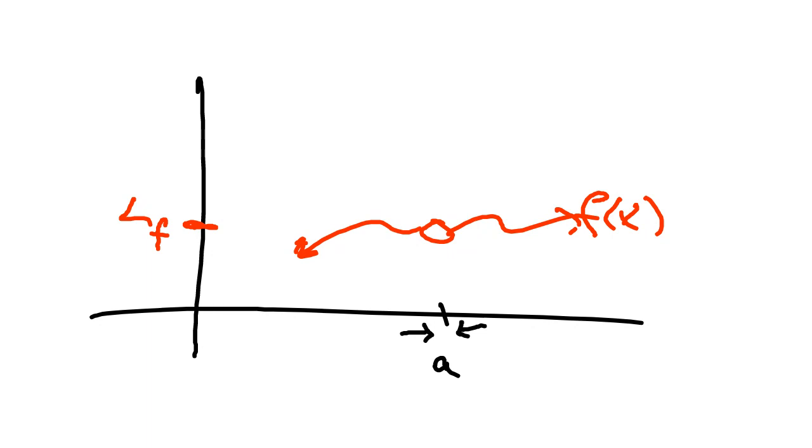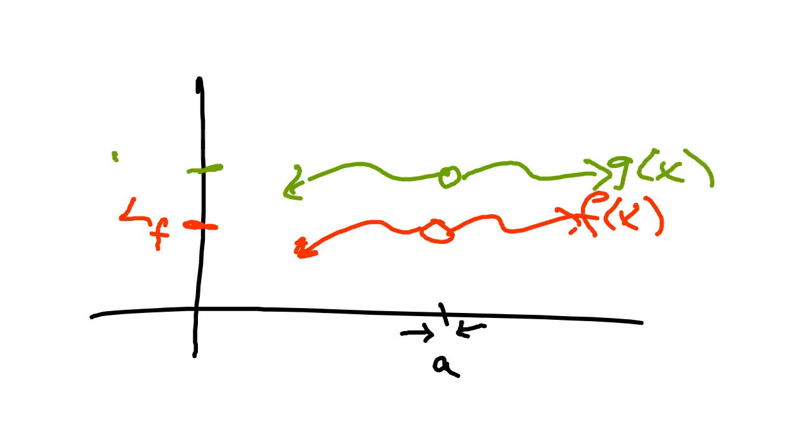So there's my function. Remember, the function has got to pass the vertical line test. And then for g, I'll use green. Here's g of x. That's my function g of x. Here's going to be my limit for g, that function g as x approaches a from both sides. And then for h, I'm going to use a hue of blue, and maybe it looks something like this.